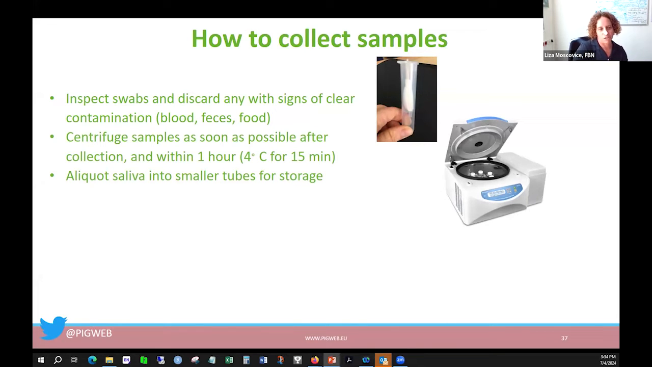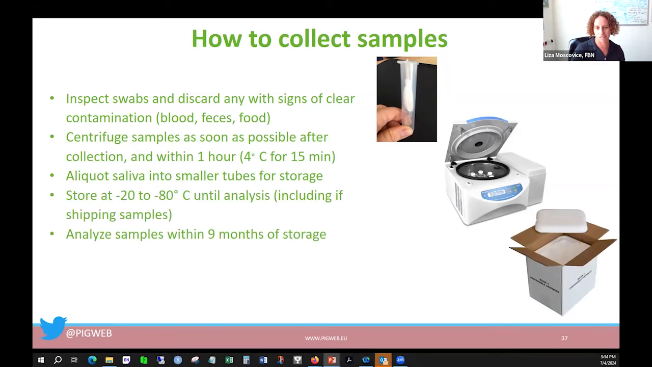Ideally, you want to centrifuge the samples as soon as possible and within an hour, in a centrifuge with a cooling function. Aliquot them into smaller tubes and keep replicates. Don't put all your volume of saliva in one tube because you want to be able to potentially measure multiple hormones or at least repeat measurements on a hormone, and you don't want repeated freeze-thaws of the hormones, for stability. So just aliquot into a few tubes.